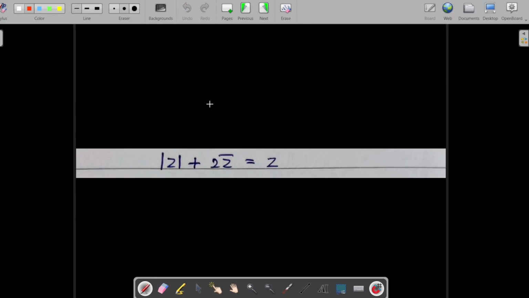Similarly, there can also be other expressions. Suppose you are given mod of z plus 2 z bar is equal to z, and you are asked to comment upon the nature of z. Now, one thing you can do is assume z to be a plus ib, and then this equation will become mod of z squared, which is a square plus b square, plus 2 times a minus ib, because it's the conjugate, right? a minus ib is equal to a plus ib.